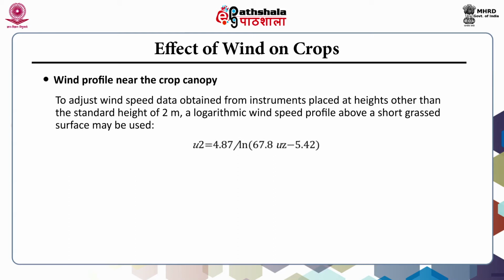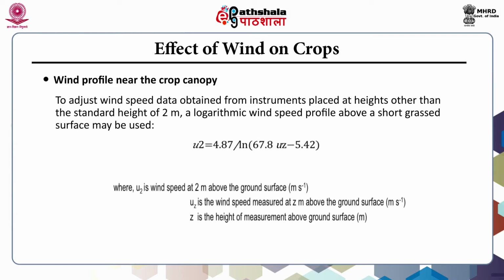You can see in this equation, u2 is equal to 4.87 divided by ln(67.8 z minus 5.42), where u2 is the wind speed at 2 meter above the ground surface, uz is the wind speed measured at z meter above the ground surface, where z is the height of the measurement above ground surface.